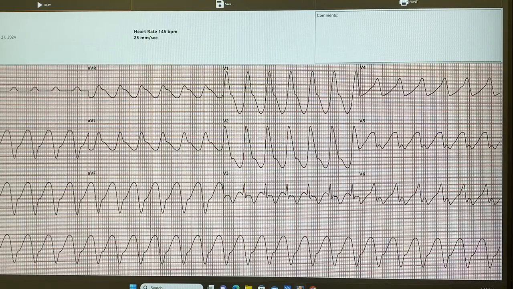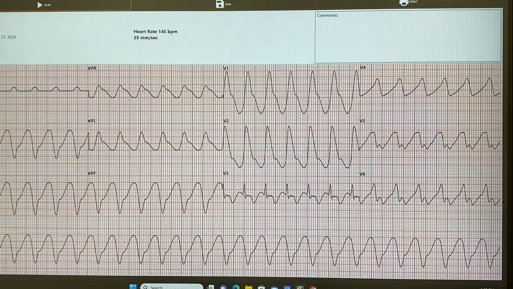Okay. So we got wide QRSs, so therefore this is a what problem? Ventricular problem. Okay. We have a tachycardia. So what is this rhythm? Ventricular tachycardia. Good.